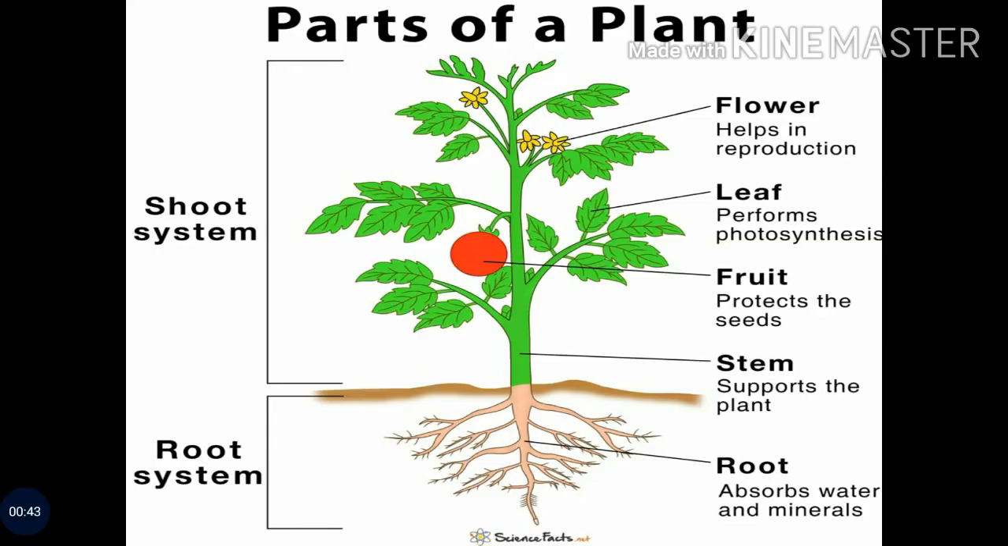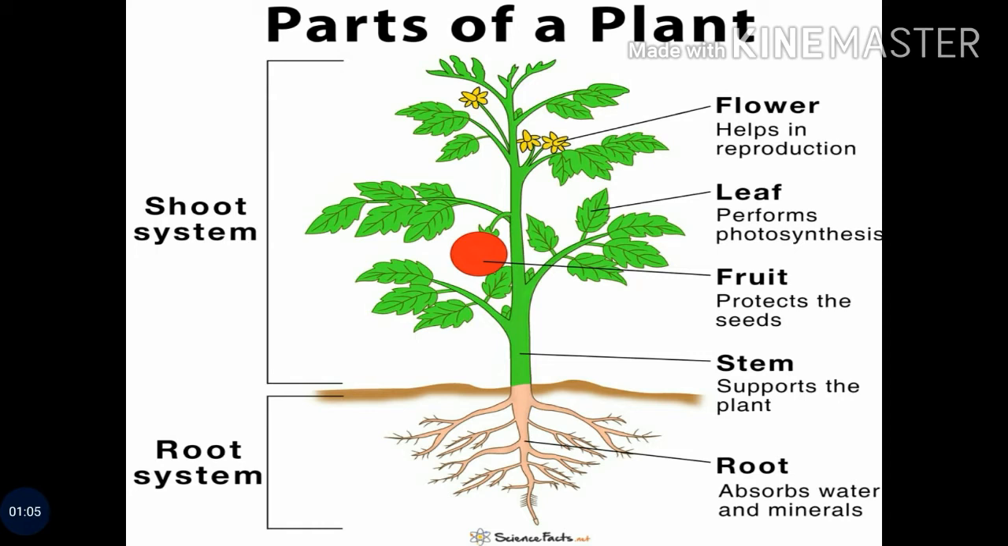The different parts of the plants are root, stem, fruit, leaf, flower. To the right side of your screen, you can see the different parts of the plant mentioned there. Roots, stem, fruit, leaf, flower.